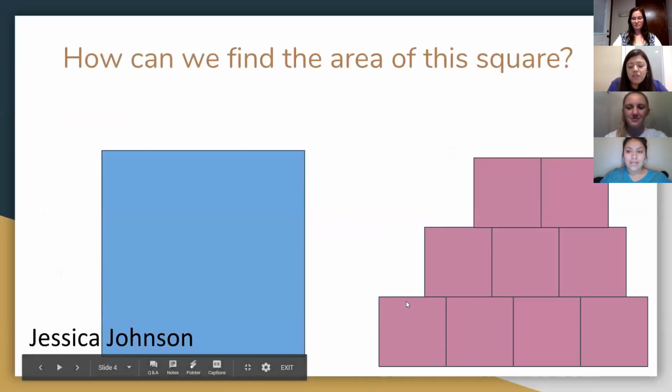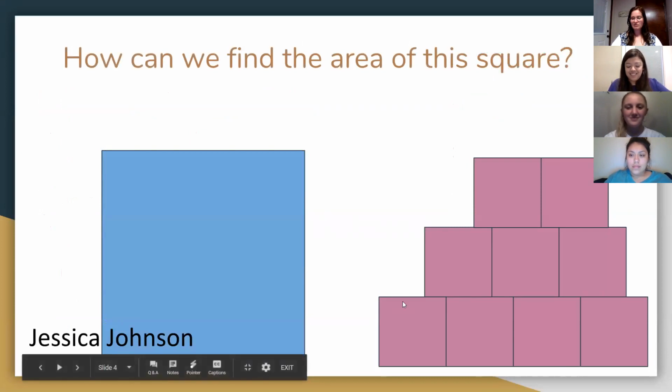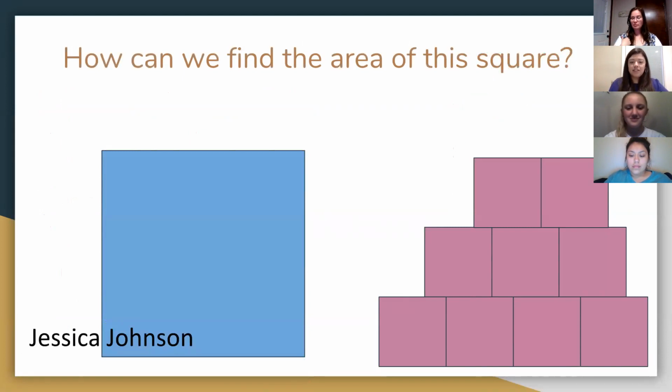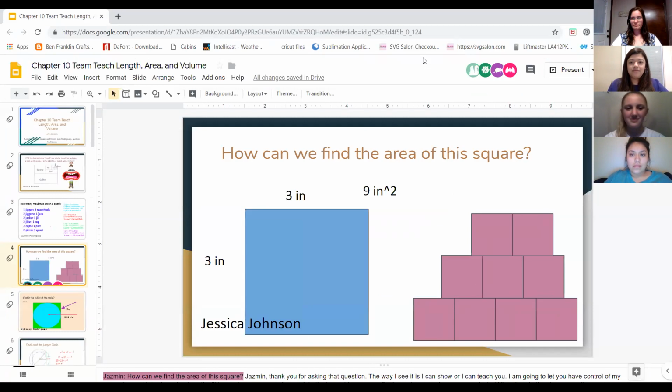Jessica, how can we find the area of this square? Jasmine, thank you for asking that question. I've been waiting all night for somebody to ask this question. The way I see it, I can show you or I can teach you. I'm going to let you have control of my computer, and I want you to place the little purple squares into the big blue square. Give me one moment. Okay, Jasmine, you should have control of my computer now.